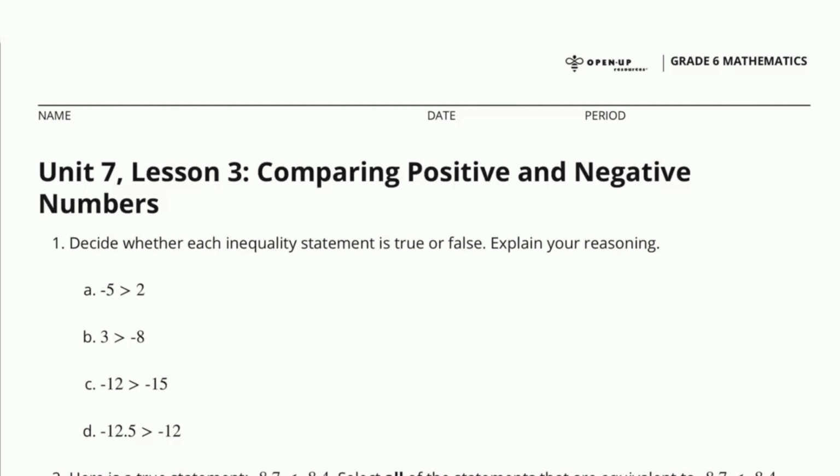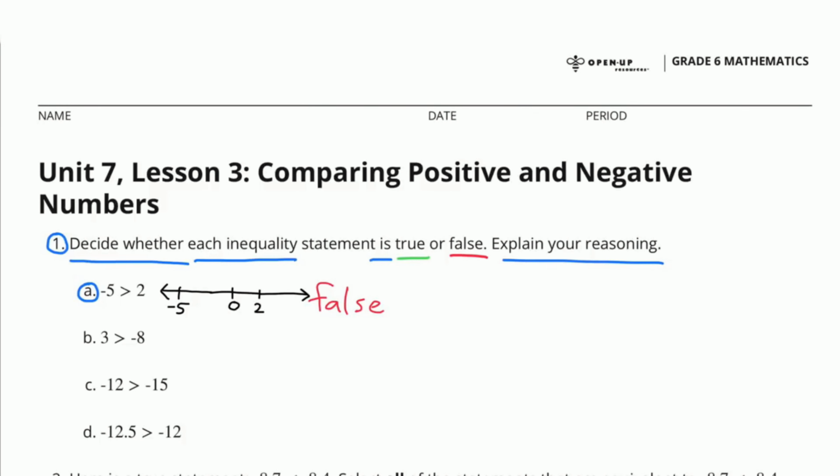Unit 7, Lesson 3, Comparing Positive and Negative Numbers. Number 1. Decide whether each inequality statement is true or false. Explain your reasoning. A. -5 is greater than 2. Well, obviously that's false, but if it's not so obvious to you, I drew a number line and I put -5, 5 units to the left of 0, and +2, 2 units to the right of 0. The further to the left, the smaller the number's value. So 2 is actually greater than -5.